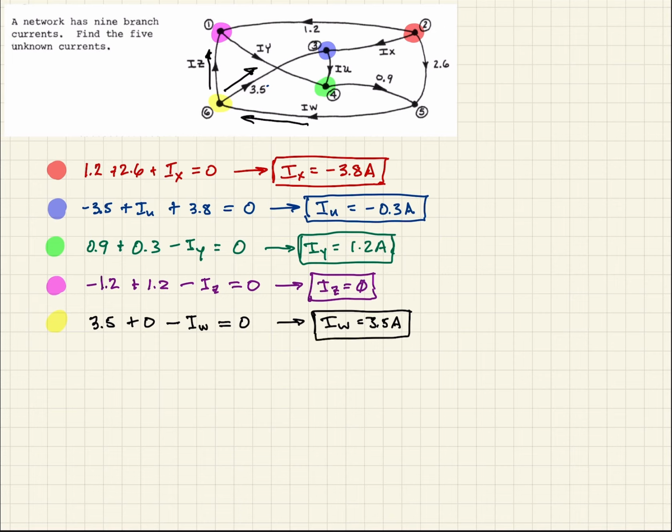So there's our 5 unknowns, and you can see how we got each one by the color code of the nodes there.